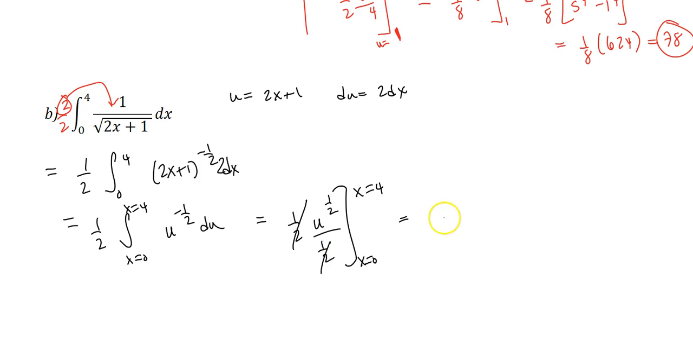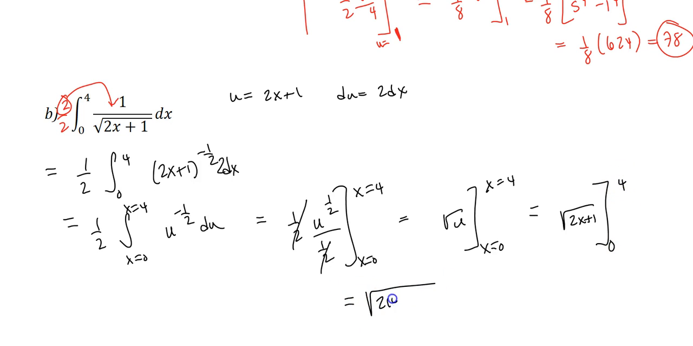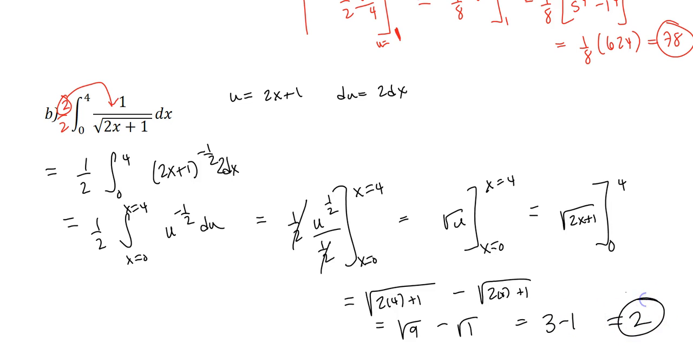And I just have the square root of u from x equals 0 to x equals 4. And that's the square root of 2x plus 1. Now we're just in x, so it doesn't matter. And this would be the square root of 2 times 4 plus 1 minus the square root of 2 times 0 plus 1, which is the square root of 9 minus the square root of 1, which is 3 minus 1, which is 2. And if you work this out by the other method, you'd get the same exact answer. It won't change the answer at all.